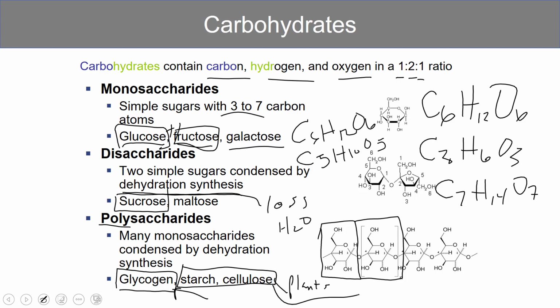Cellulose is also dietary fiber. We cannot digest cellulose, so we call it roughage as it passes through our digestive system and ends up in our toilets.